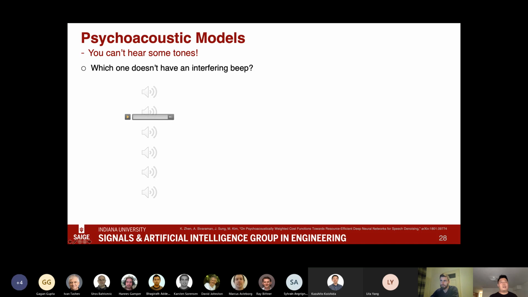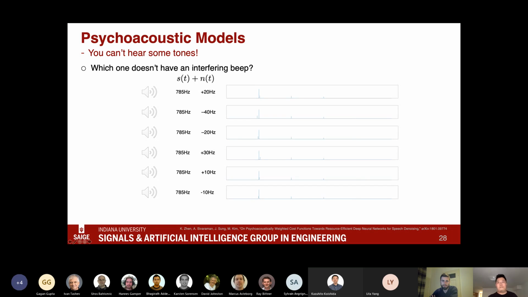I guess you could tell that there are two tones, but let me see. Yes, there are two tones. Not sure. I guess some people will say there's only one tone. If I visualize the spectrogram, I can see that if the frequency of this interfering beep is very close to the major tone, it will be masked by that tone.